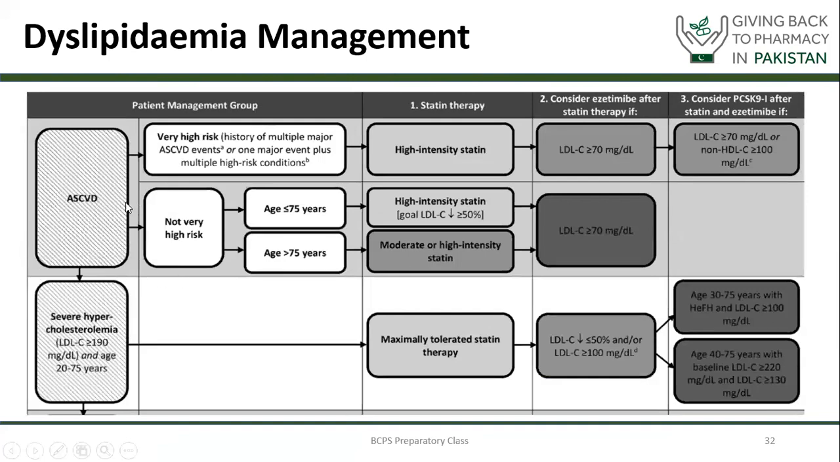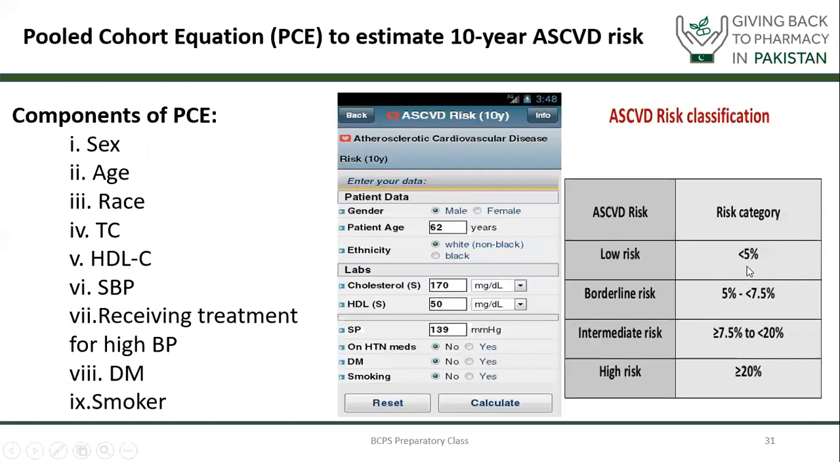If we calculate atherosclerotic vascular disease risk, and the patient comes with very high risk, usually this is the classification. Low risk is less than 5%, borderline 5 to 7.5%, intermediate risk 7.5 to 20%, and high risk is greater than 20%. This is the risk classification of the ASCVD score.